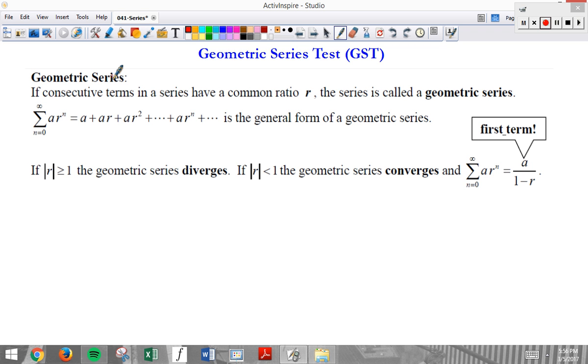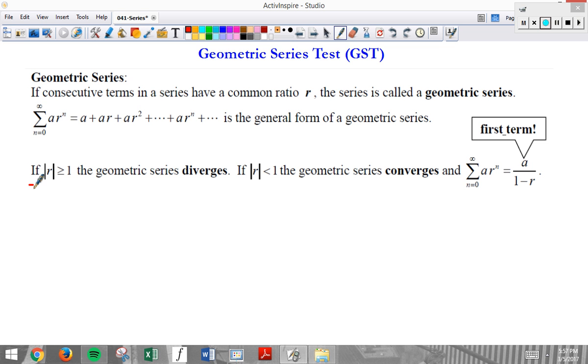A geometric series is a series where consecutive terms have a common ratio r. Then the series is called a geometric series. Here's how it will look: a times r to the n. So the first term with n equals 0 is just a. Then a times r to the 1, a times r to the 2, and we're adding these all together.